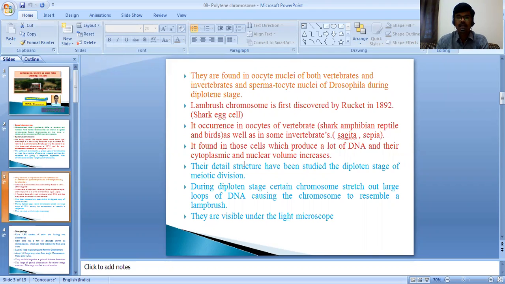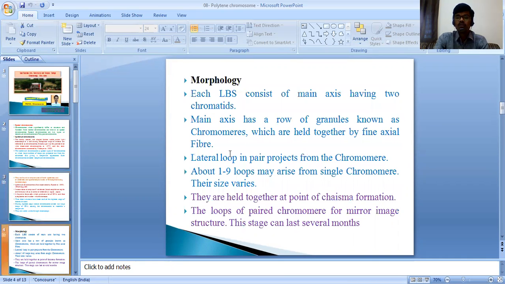They are visible under the light microscope. तो सहजासहजी दिसत नाही, तो फक्त आपल्याला कशामध्ये दिसू शकतो, लाईट मायक्रोस्कोप खाली दिसू शकतो. कोणता म्हणजे लॅम्ब्रस क्रोमोझोम. Then next, morphology of lampbrush chromosomes.